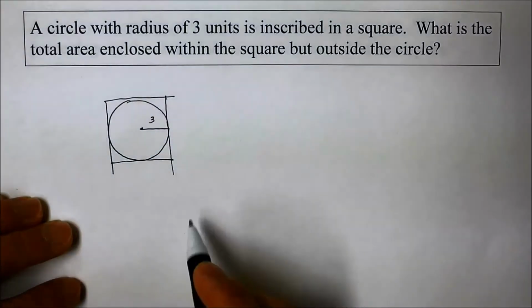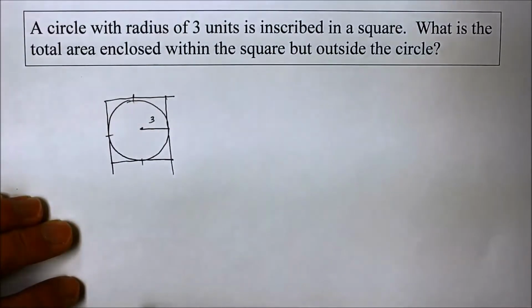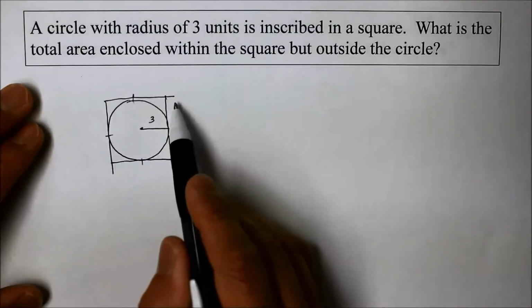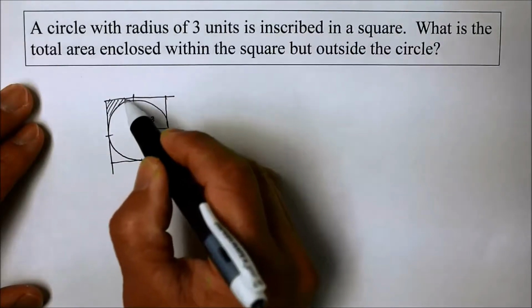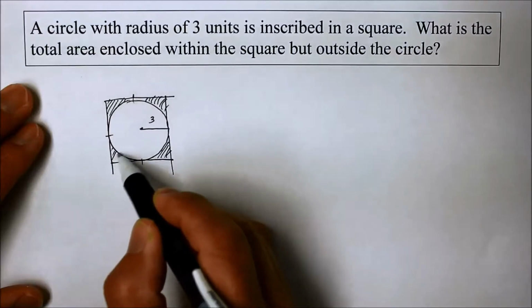Alright, here we go. So here's a square. Of course, in a square, all sides are congruent. So what they're asking is, what is the total area enclosed within the square, but that is outside the circle? So we're talking about that shaded region over here. See if you can figure this one out.